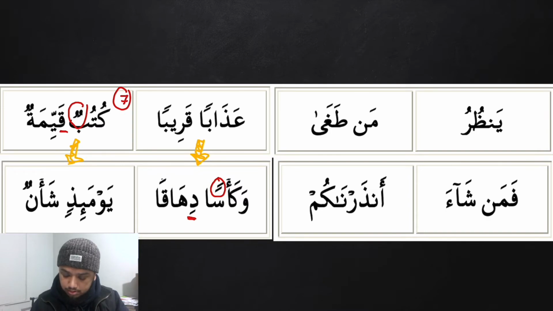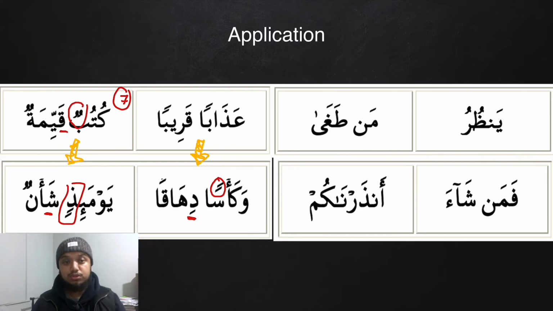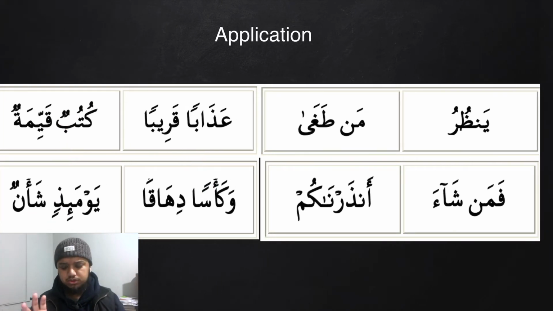Below we have يومئذ, tanween followed by a sheen. Sheen is not one of the full mouth letters, so the ghunna will be light. So we have يومئذ شأن, يومئذ شأن. So that was the application, that was the practice drills.